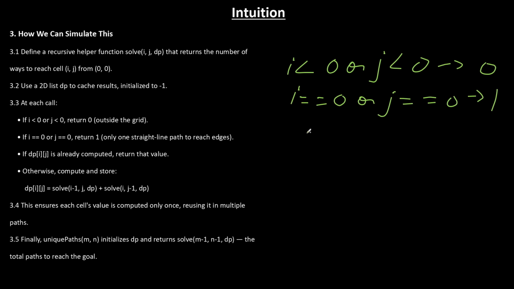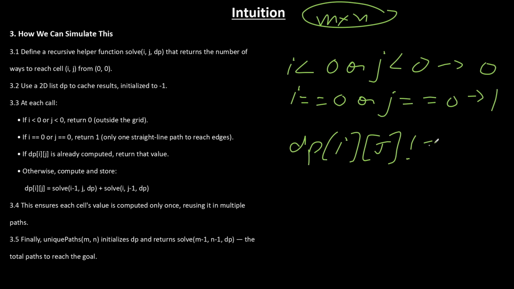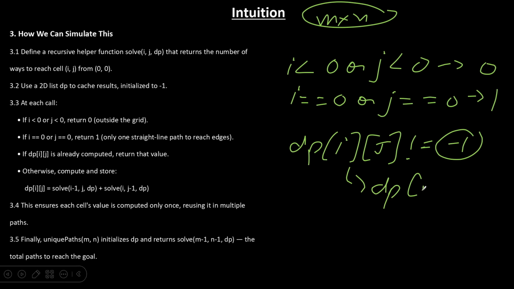Since we will be converting this into a DP, we will create a DP of size n cross m. I will show that to you later. For the DP check, suppose you have taken i, j. If it is not equal to minus 1, we return dp of i, j. This means that for this particular i, j we already have the solution, so we won't calculate it again. So this reduces our time complexity.